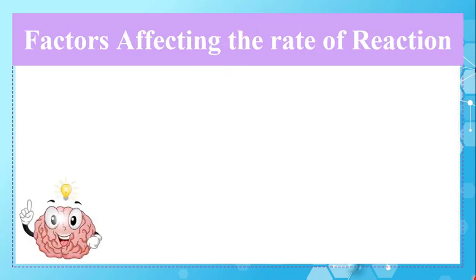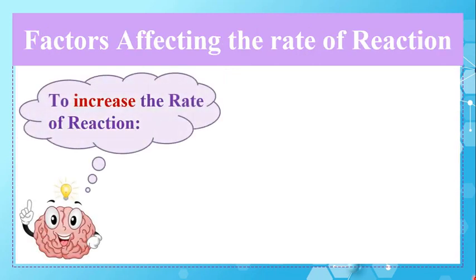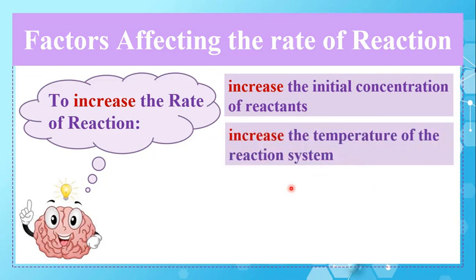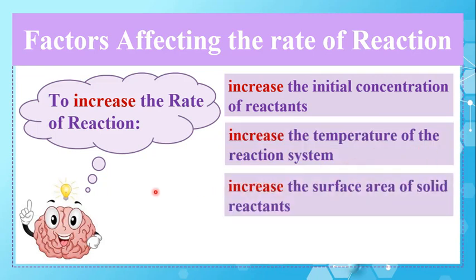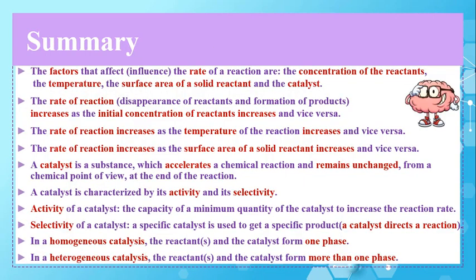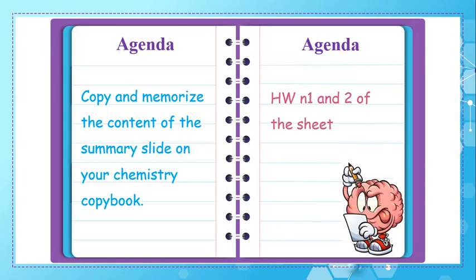To sum up, in order to increase the rate of a reaction, we can increase the initial concentration of reactants, increase the temperature of the reaction system, increase the surface area of the solid reactant, or simply use a catalyst. This is the summary of our video for today. Please write it on your chemistry copybook, and this is your agenda.